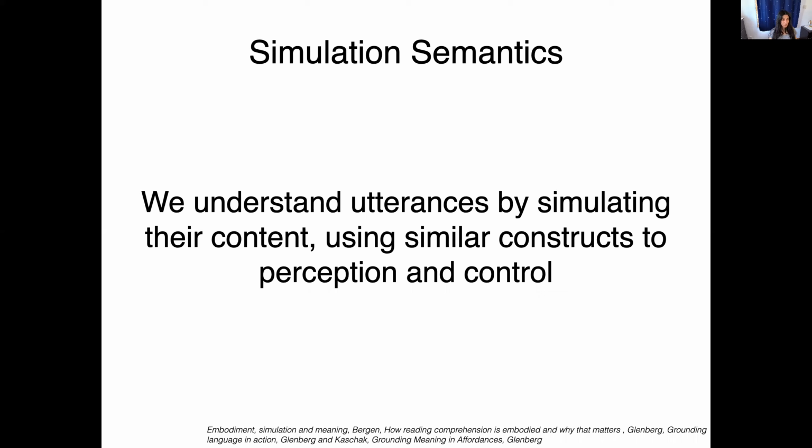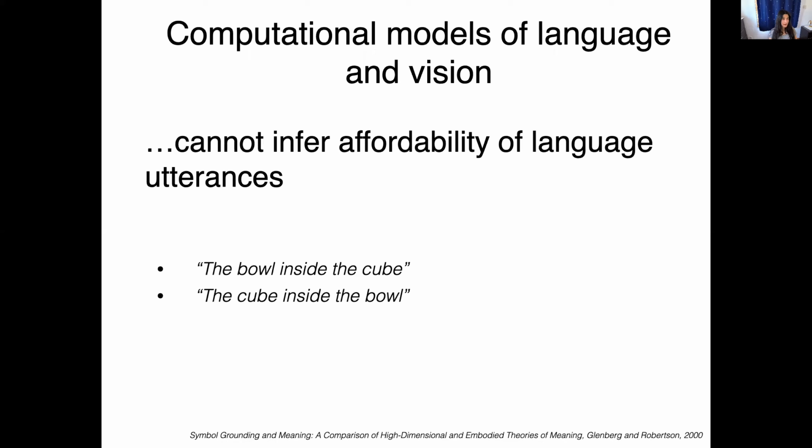In this talk, we'll pursue a similar approach. How can we go from language to simulation? And that simulation will be in some visual space. Now, the question is, in what visual space should the simulation be? Current models of language and vision are scoring very well on the benchmarks and the numbers constantly go up, but they cannot actually infer affordability of language utterances. For them, the ball inside the cube versus the cube inside the ball is the same. They cannot protest and say, okay, the first one doesn't make sense. So the question is, how can we allow them to reason about affordability?